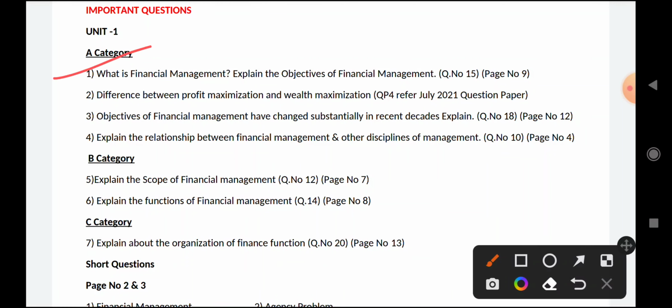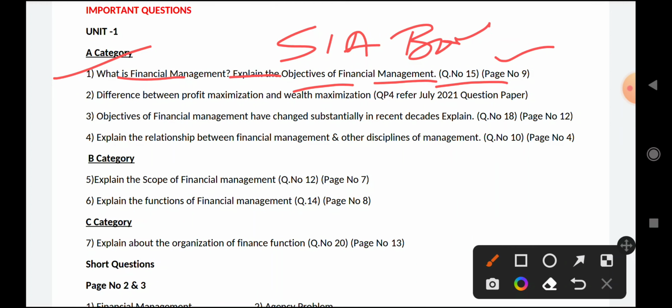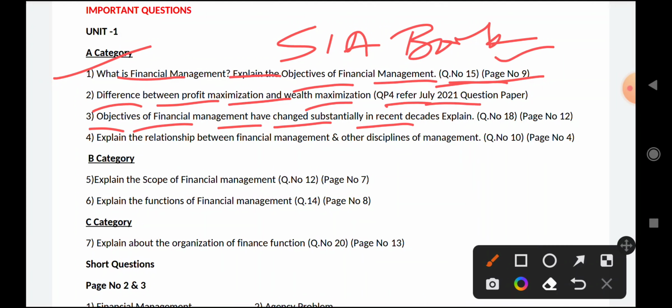So A category for unit 1: what is financial management, explain the objectives of financial management. Here reference question numbers and page numbers have been given from the SIA book. If you are referring, these are the details. Difference between profit maximization and wealth maximization. This was asked earlier in July. Next, objectives of financial management have changed substantially in the recent decade, explain. This was also asked previously in the exam.